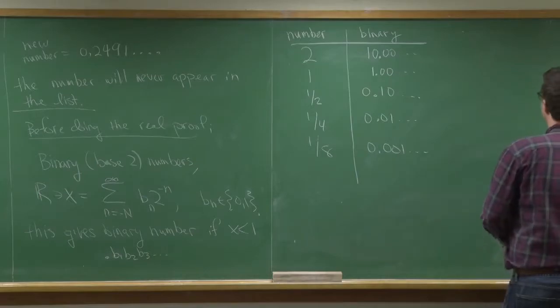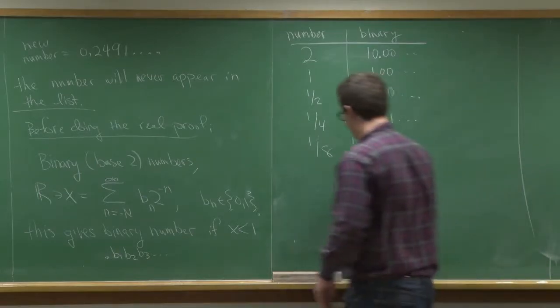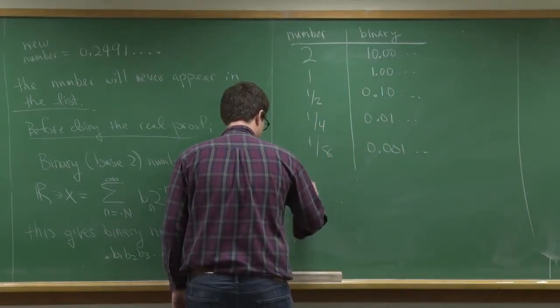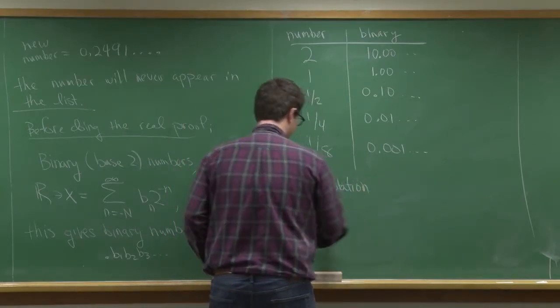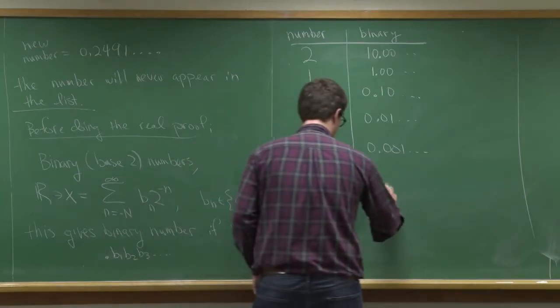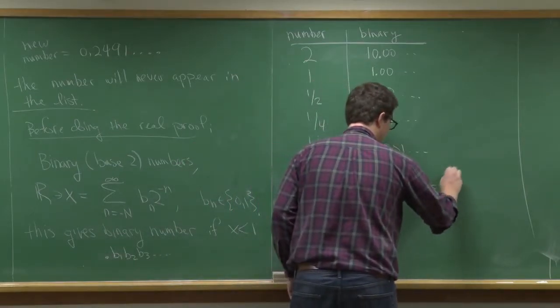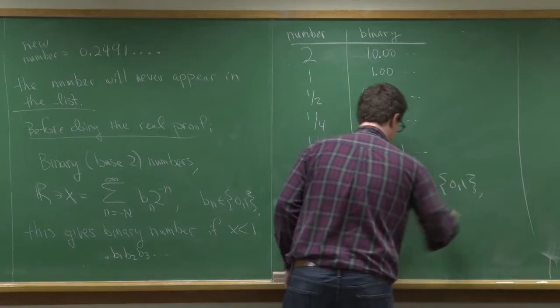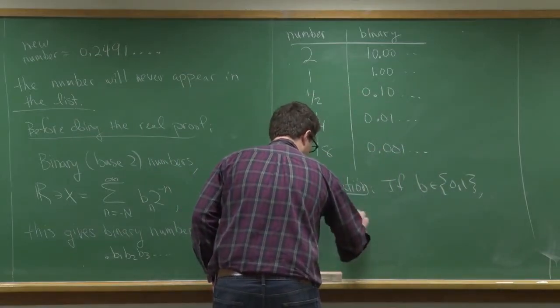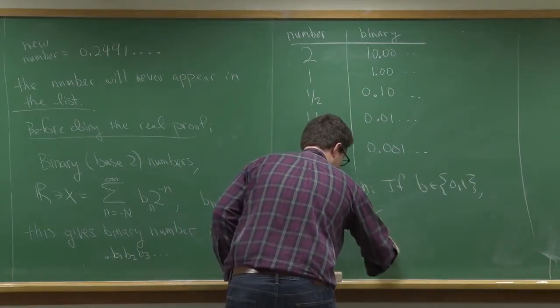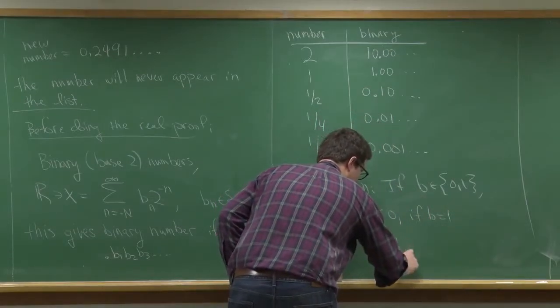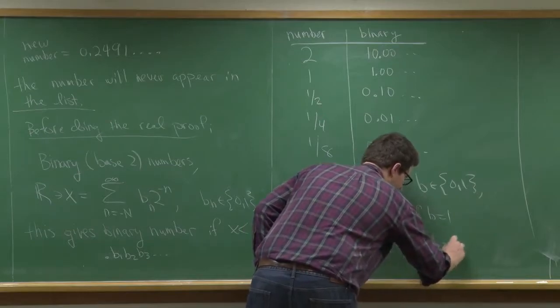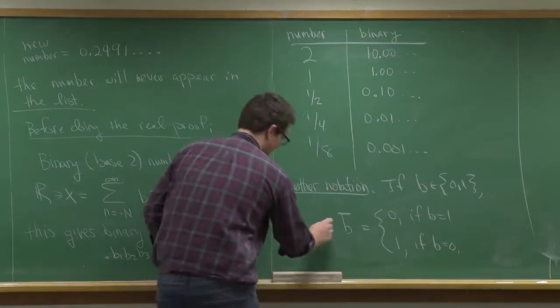And then let me give some notation. This is just temporary, this isn't a standard thing, this is only for today. If B is in {0, 1}, we'll let B bar be 0 if B is equal to 1, and 1 if B is equal to 0. So it just flips the bit.